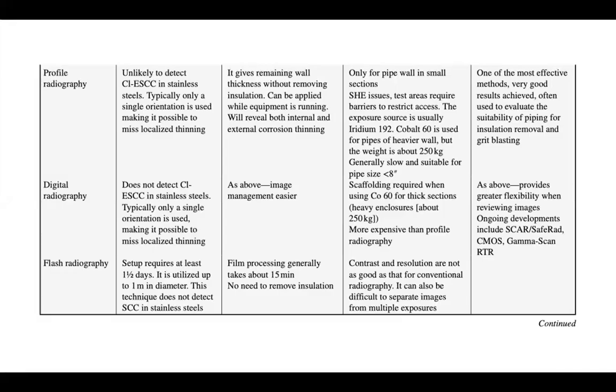And then tangential radiography, the limitation: setup requires at least 1/2 days. It is utilized up to 1 meter in diameter. This technique does not detect SCC in stainless steel. Advantages: film processing generally takes about 15 minutes. No need to remove insulation. Disadvantages: contrast and resolution are not as good as that for conventional radiography. It can also be difficult to separate images from multiple exposures.